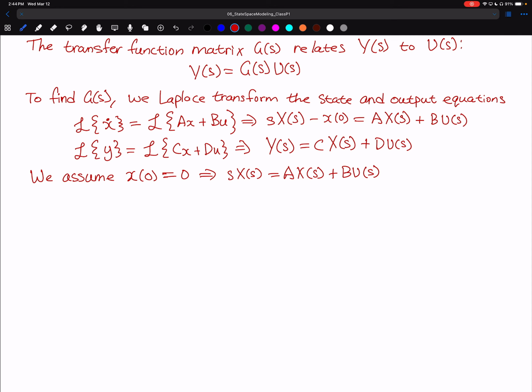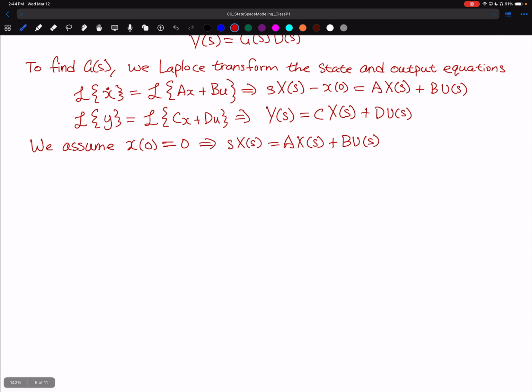From here, we're going to bring everything with a big X of s in it onto the left-hand side. So we're going to get s big X of s minus A big X of s. That's going to be equal to B U of s.